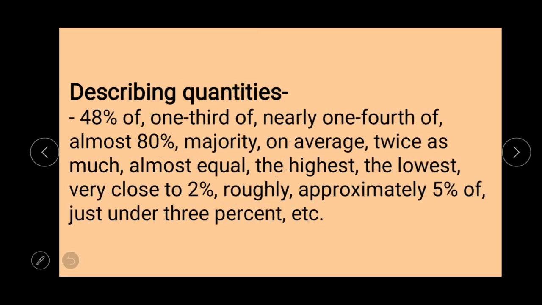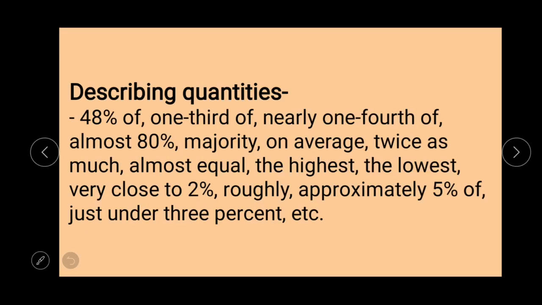Now, when we describe quantities in a graph, we can use 48% off, 70% off, 1/3 off. When something is 1/3 off some other thing, nearly 1/4 off, almost 80%. Almost we can use when we are not sure about some quantity. Majority, on average, twice as much, almost equal, the highest, the lowest, very close to 2%, very close to 5%, very close to some number we can write. Roughly, approximately, near about, just under 3%. So we can use these type of words or phrases to describe quantities.